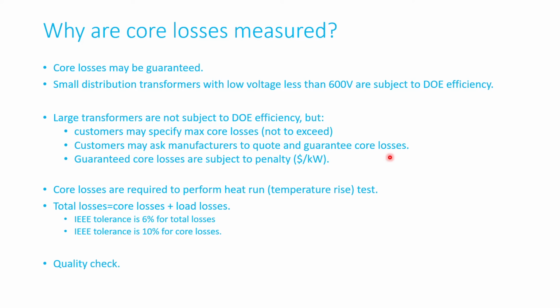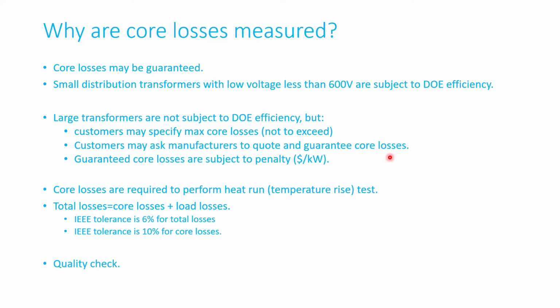Guaranteed core losses are or could be subject to a penalty. So basically the customer, when they send the request for a proposal, may tell the manufacturer, I would like you to quote core losses and guarantee that when the transformer is tested, those losses will not be exceeded. And if they are exceeded, I'm going to charge you this amount of dollars per each kilowatt over the guaranteed core losses.